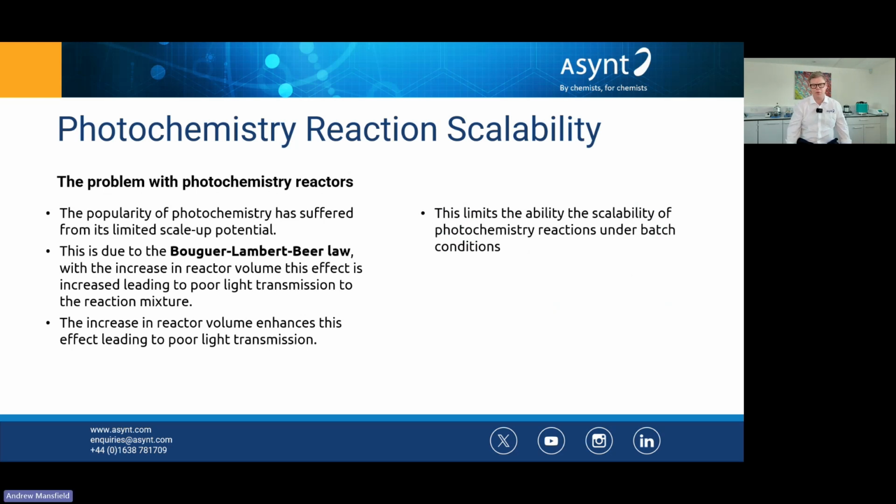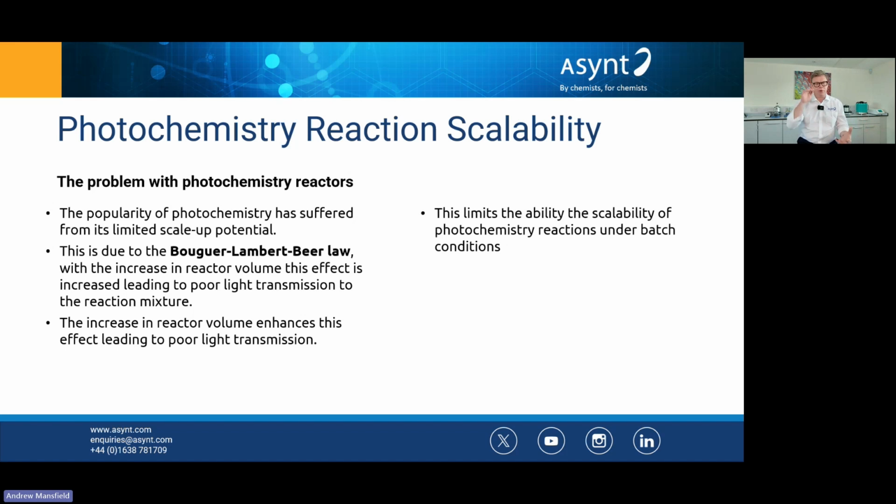We also need to think about reaction scalability as well. So once we've optimized our conditions, found the right photoredox catalyst, found the right wavelength, found the right temperature, we need to be able to, or in some instances, be able to scale this. And that's really where the popularity has suffered. And it's that initial limitation to its scale-up potential.